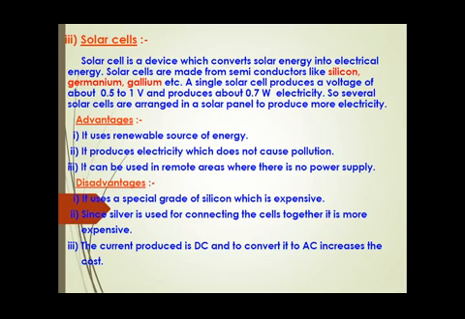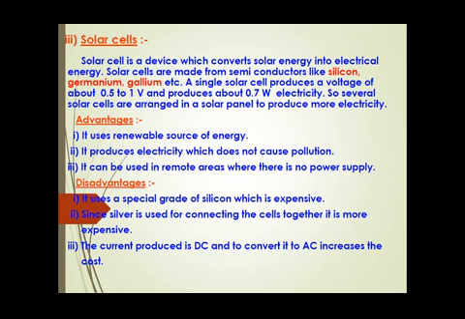So a solar cell is a device which converts solar energy into electrical energy. Solar cells are made from semiconductors like silicon, germanium, gallium. Another important question of the board examination: what are the different semiconductors which are used in the solar cell? They are silicon, germanium and gallium.